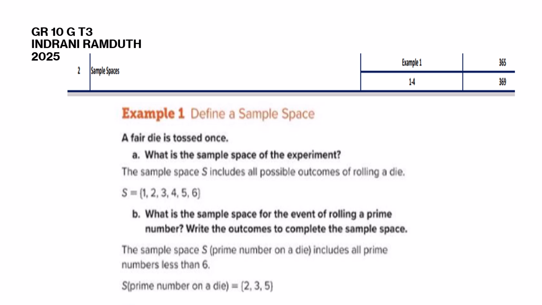So if we look at the fair die, a fair die means that there are no incorrect numbers there, or alternatively a number is not repeated. So if we look at the sample space of rolling a die, the sample space is 1, 2, 3, 4, 5, and 6 because these are the only numbers that can appear on the dice.